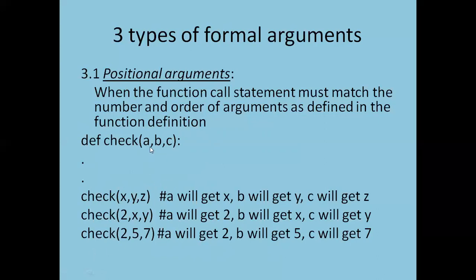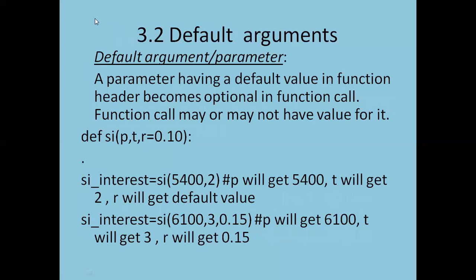And another one. Now A will get 2, B will get 5, and C will get 7. So this is known as when a function call must match the number and order of your arguments, that is known as positional arguments. And another one that we have is default argument or parameter.